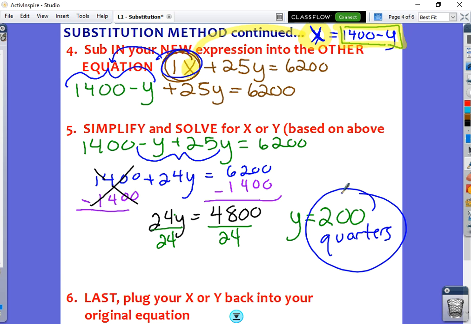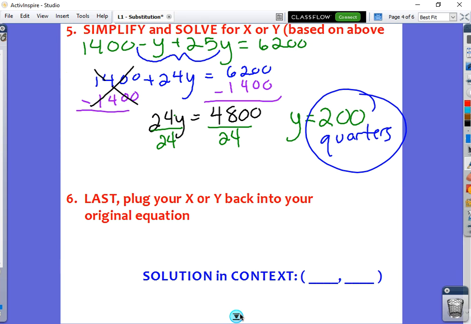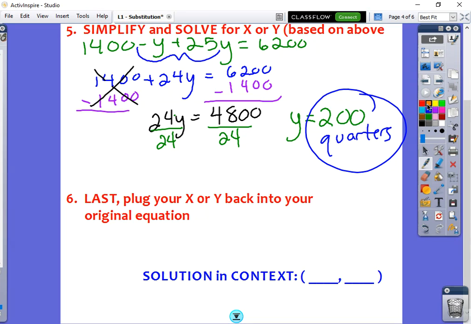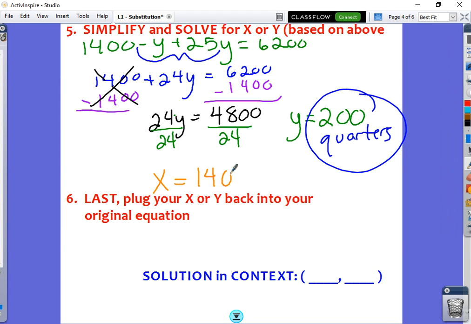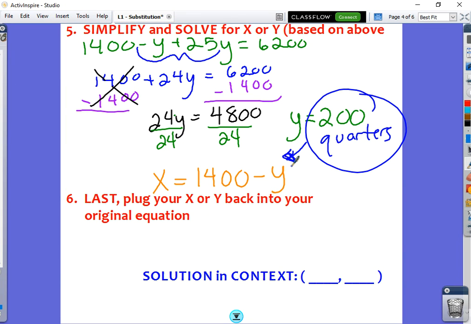However, we still don't know how many pennies there are, but it's not that bad. What we can now do is take it back to the expression that we created earlier. Remember this expression right here? x equals 1,400 minus y. Well, now we know what y is. It's 200. So we can just plug 200 right there. So x equals 1,400 minus 200, which equals 1,200.